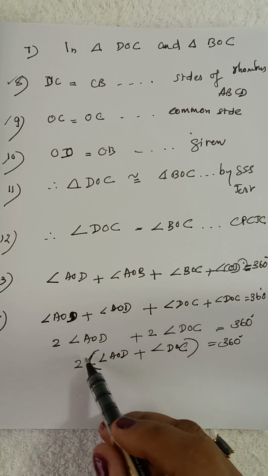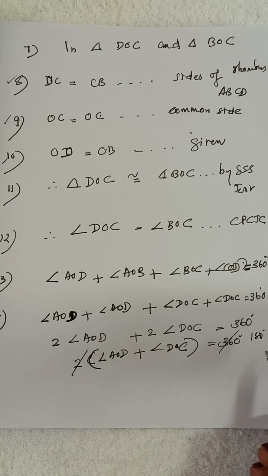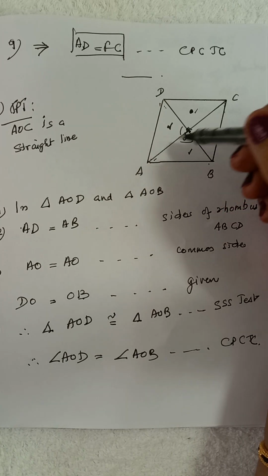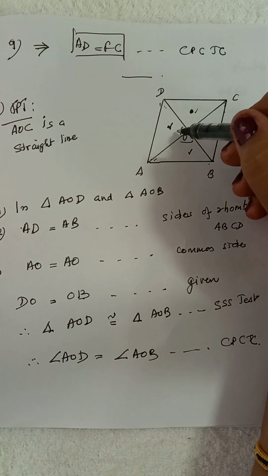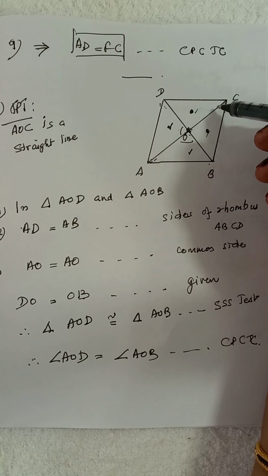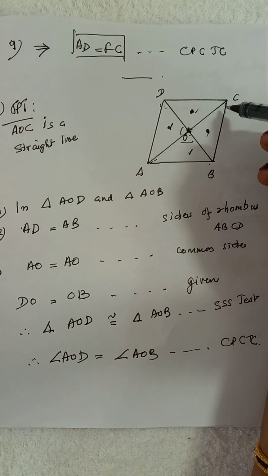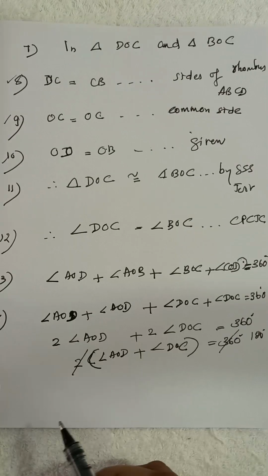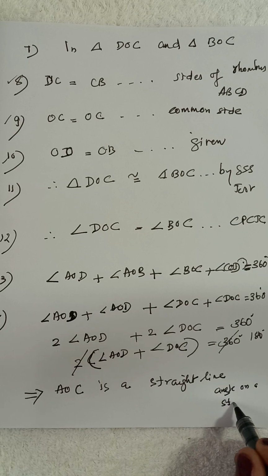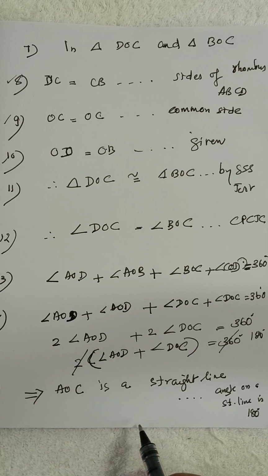With the 2 we can cancel 360 degree. This is 180 degree. That is angle AOD plus angle DOC is 180 degree. See this angle AOD plus angle DOC is equal to 180 degree. That is, this is the angle on a straight line. Angle on a straight line is 180 degree. That means angle AOC is a straight line. Thus we have proved. So we can write 15th point as this implies AOC is a straight line. Angle on a straight line is 180 degree. That is the reason here. So we have proved.